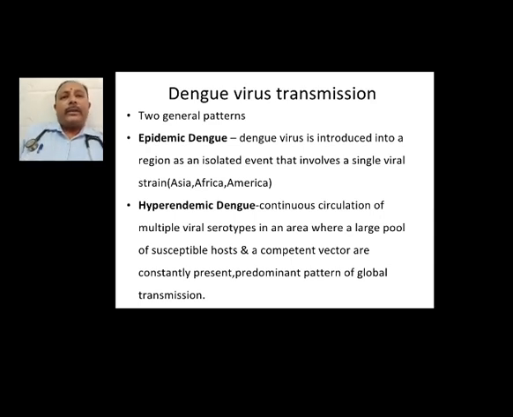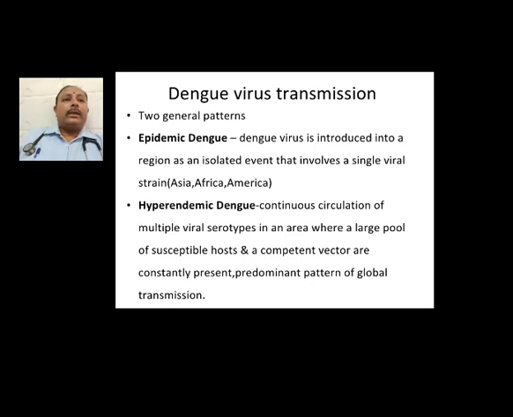About the transmission of dengue virus, two general patterns are there. The first one is epidemic dengue and the second one is hyperendemic dengue. Epidemic dengue transmission is when dengue virus is introduced into a region as an isolated event that involves a single viral strain, in Asia, Africa and America most likely.